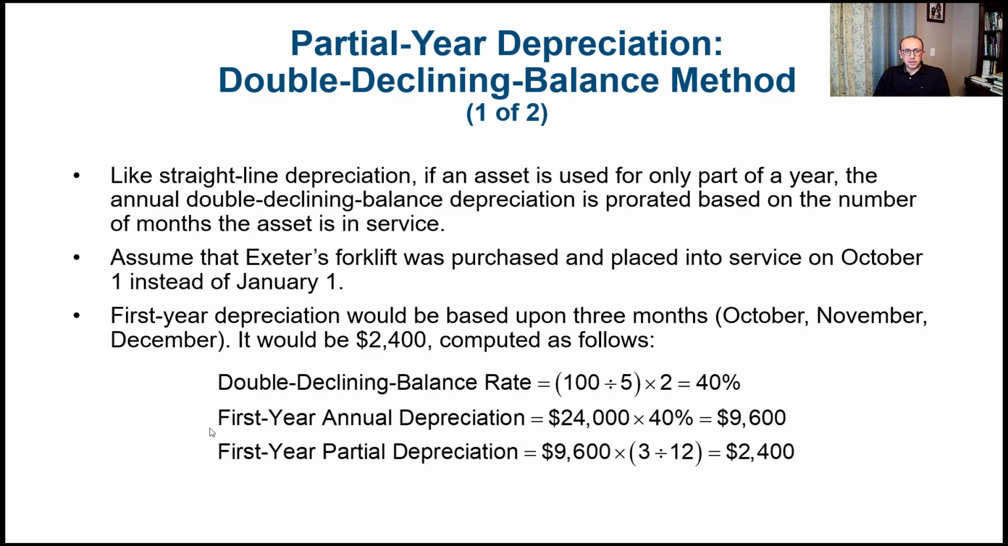And remember, in the double declining balance method, we have to get the annual rate, which is 100% divided by 5, and then we multiply by 2 since it's double. So it's 40%. We take the 24,000 without deducting the residual value and multiply by 40%, and that would be 9,600. Then we take the 9,600 multiplied by 3 divided by 12, and that would be $2,400. So for the first 3 months, it's going to be only $2,400, which is prorated based on the full year multiplied by the fraction of the year.